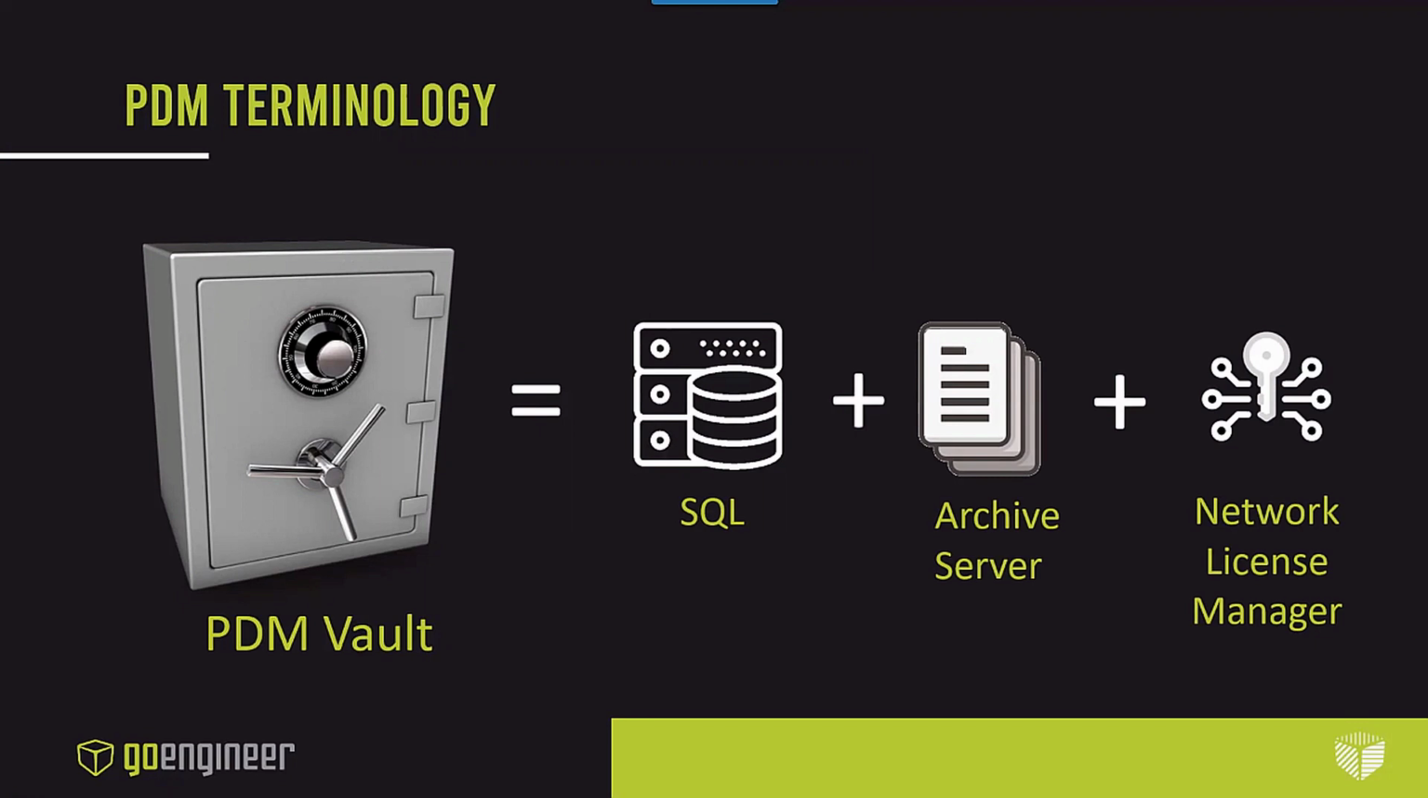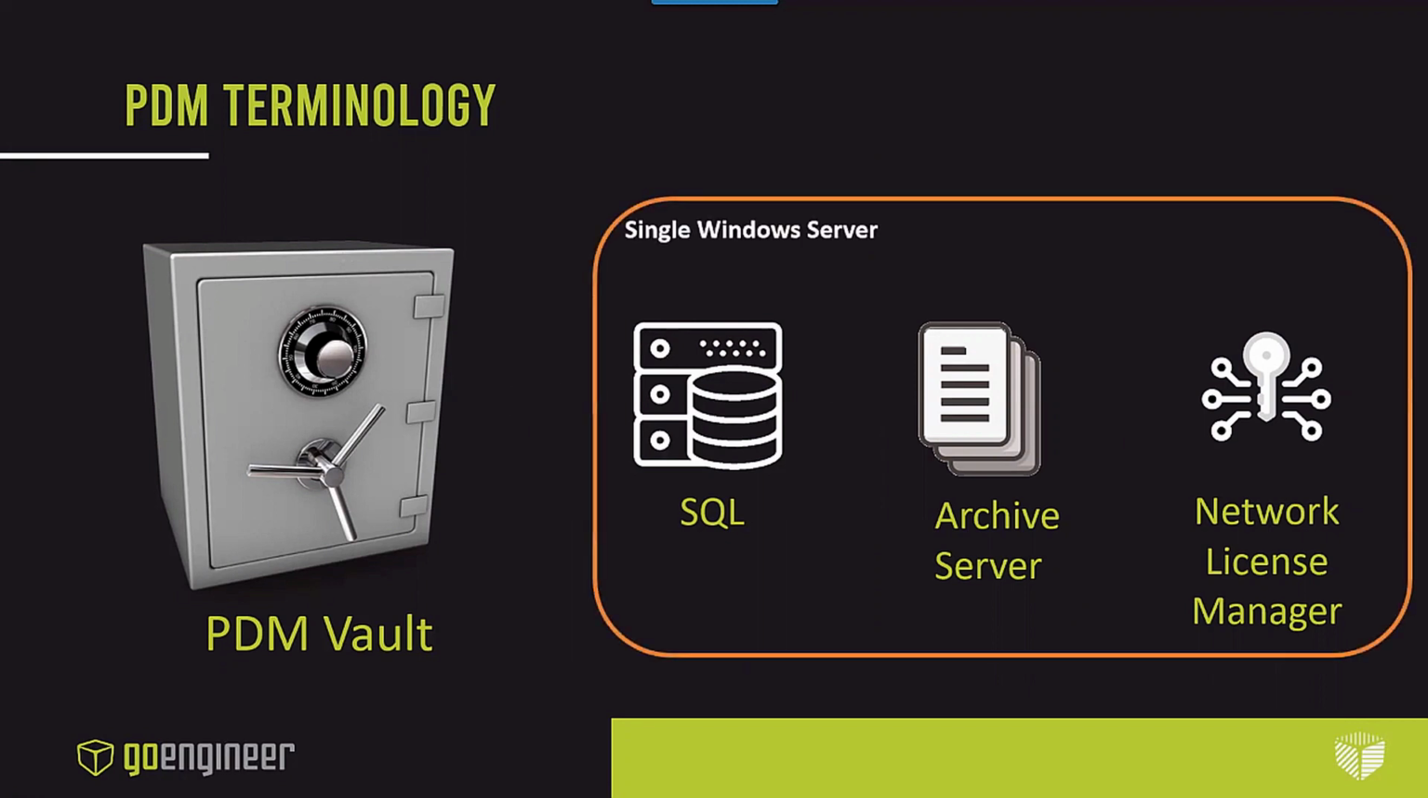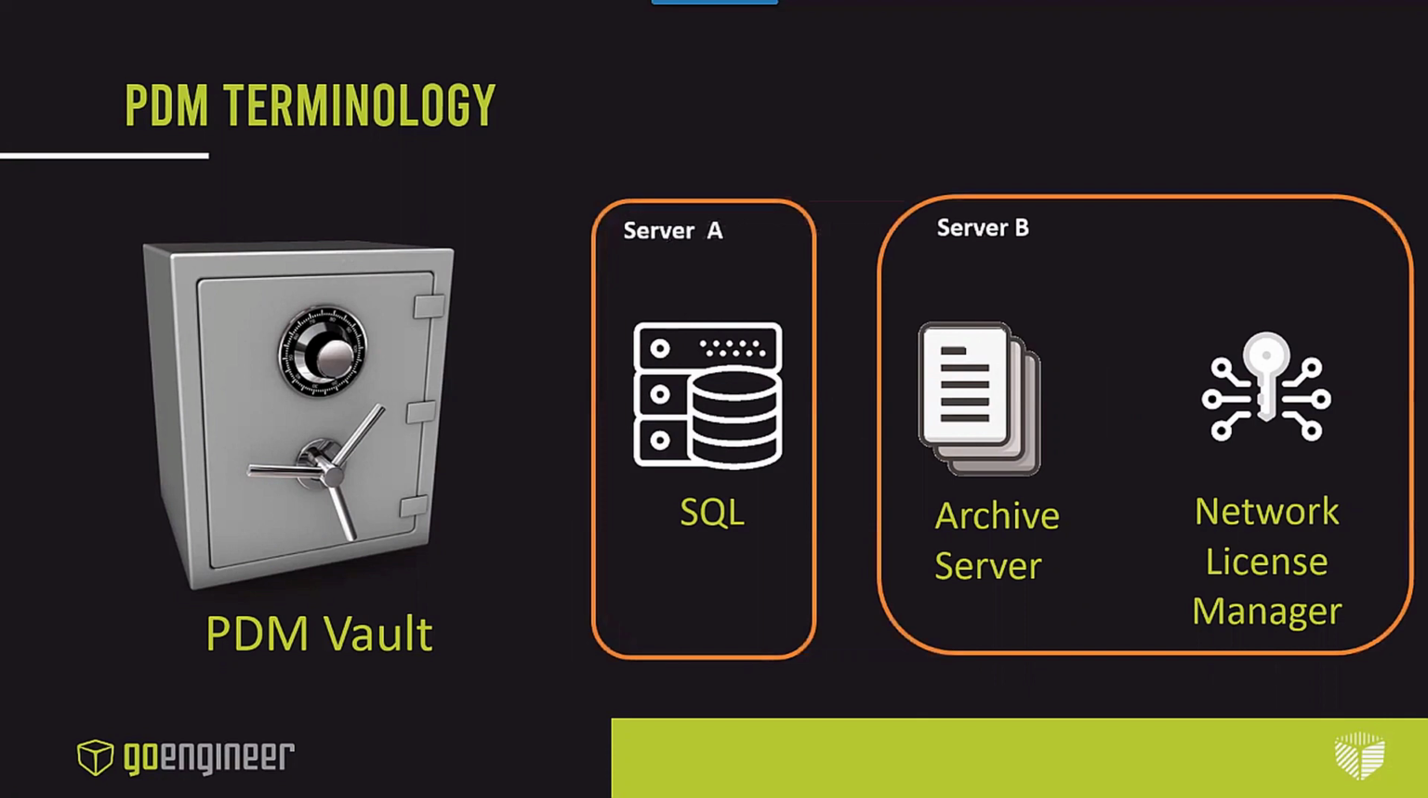The next component is the SOLIDWORKS License Manager. All PDM licenses will float, even if you're not floating your SOLIDWORKS licenses. All components can reside on a single Windows server, or for some performance gains, you can actually split this up and put the SQL server on one physical or virtual server, and then the archive server on another. The network license manager can actually be on either one of them. It doesn't make that much difference.